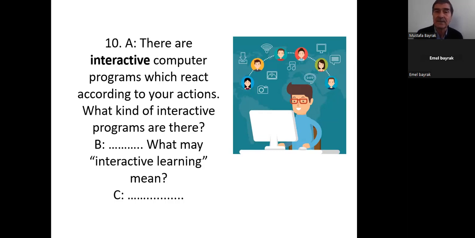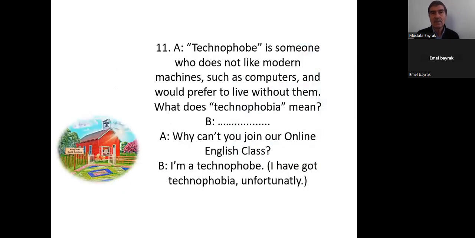Interactive learning may mean learning something together by affecting each other mutually. Yes. Technophobia is someone, technophobe, sorry. Technophobe is the person who has technophobia. A technophobe is someone who does not like modern machines such as computers and would prefer to live without them. What does technophobia mean? Technophobia is the name of that problem.